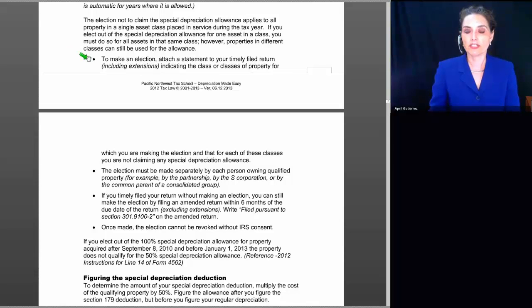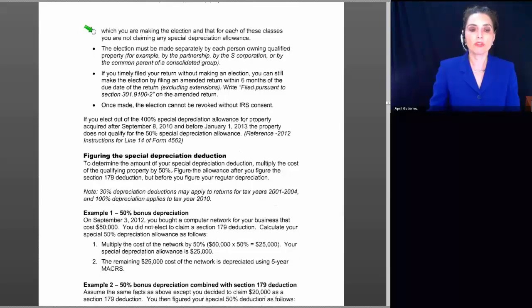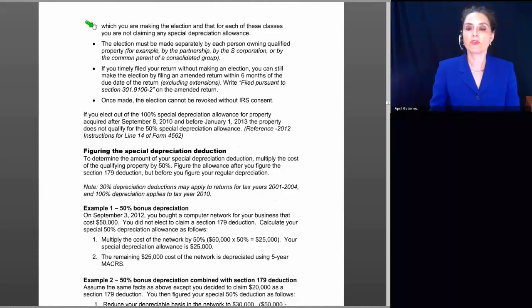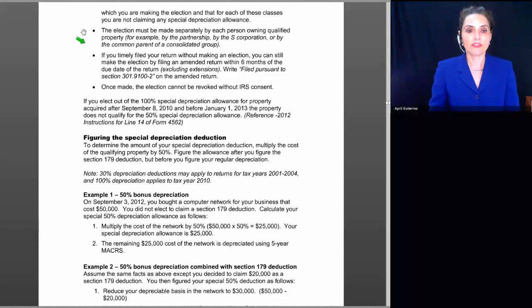To make an election, attach a statement to your timely filed return, including extensions, indicating the class or classes of property for which you are making the election, and that for each asset in these classes, you are not claiming any special depreciation allowance. The election must be made separately by each person who owns qualified property, for example, by the partnership, by the S corporation, or by the common parent of the consolidated group.